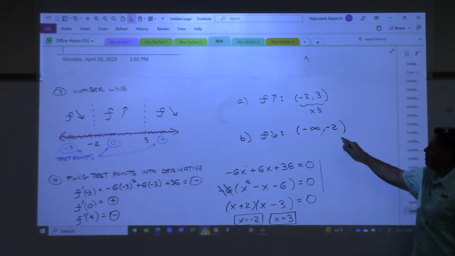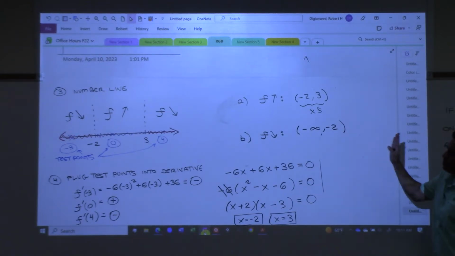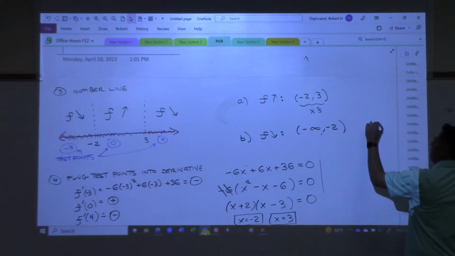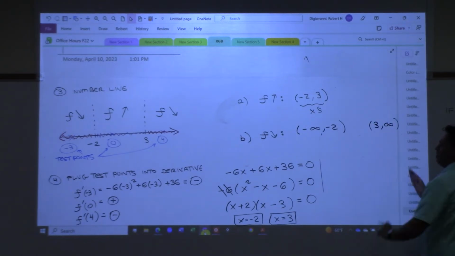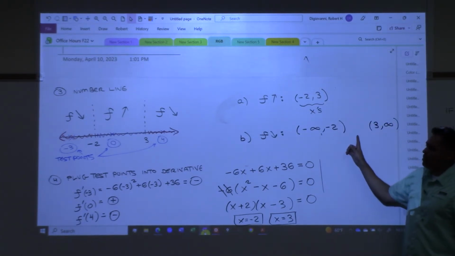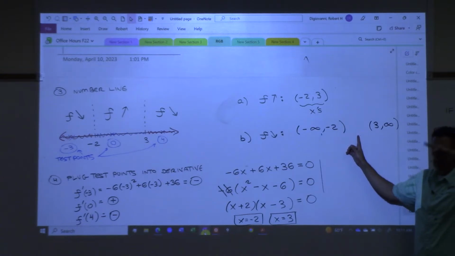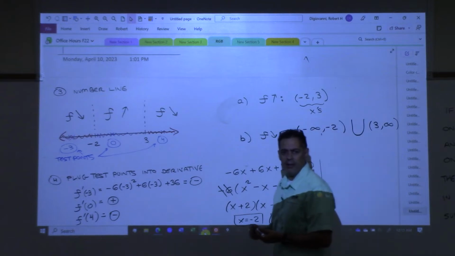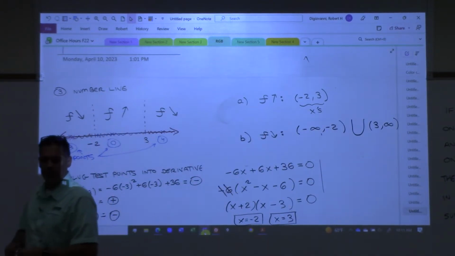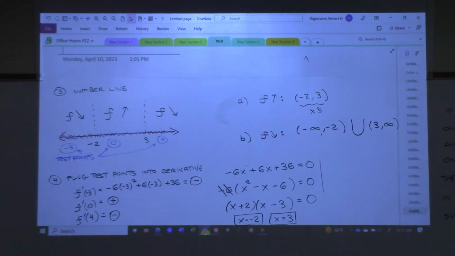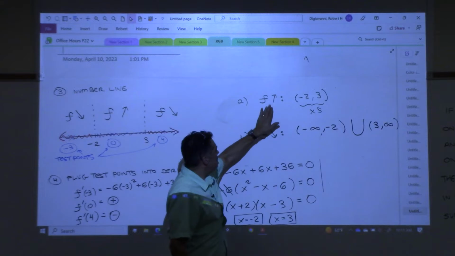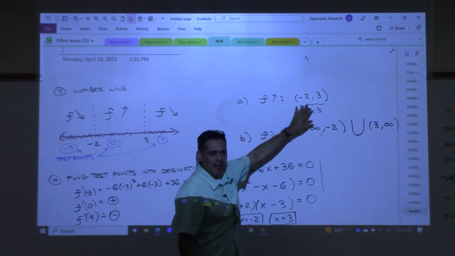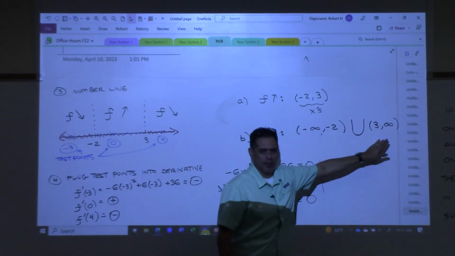So -infinity to -2, and then the other interval was what? From where to where? 3 to positive infinity. And I want both of these intervals, right? So what's the symbol we put in between here? A capital U, like a union symbol, like this. That means the union of those two sets. Just take a step back. Does it make sense to you what these things are saying, right? My graph's going up when I'm in here. My graph's going down when I'm here or here.